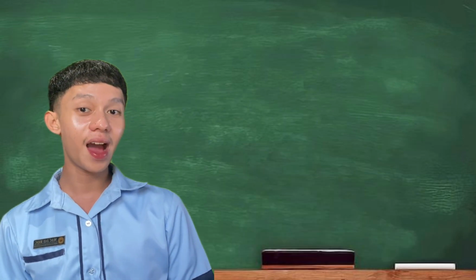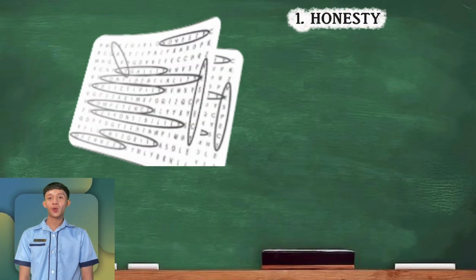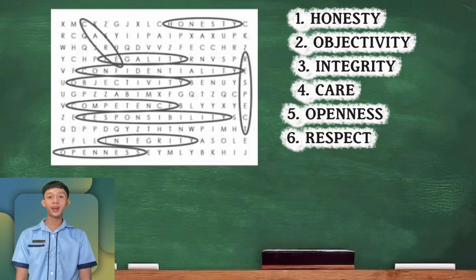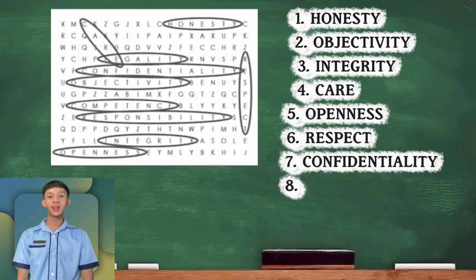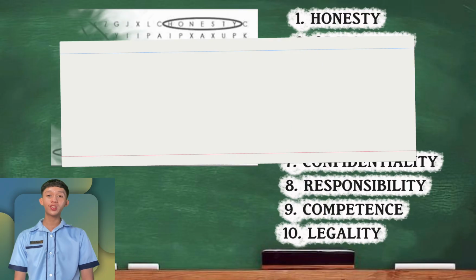Welcome back, and now let's see if you got the correct words. So we have honesty, objectivity, integrity, care, openness, respect, confidentiality, responsibility, competence, and legality. Now what could these words be?